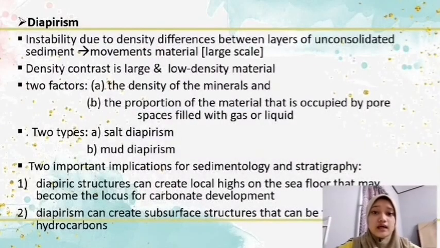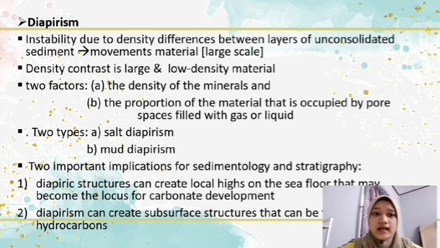Next is diapirism. In cases where instability due to density difference between layers or of unconsolidated sediment results in movement of material on a larger scale, it is known as diapirism. This process can occur in a range of rocks and sediments, and is commonly observed where the density contrast is large and the low density material is relatively mobile. The bulk density is determined by two factors. First is the density of minerals, and second is the proportion of the material that is occupied by pore space filled with gas or liquid.